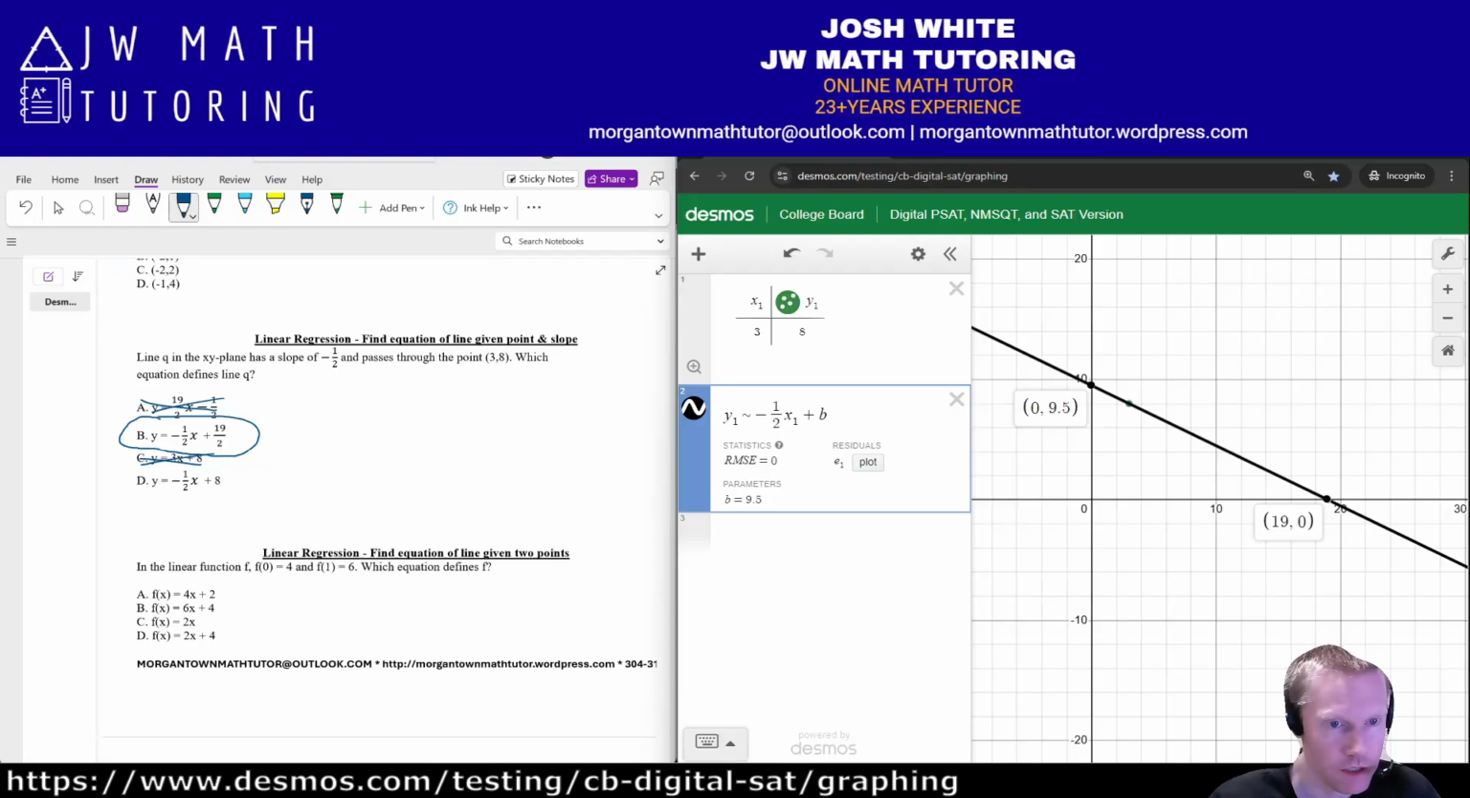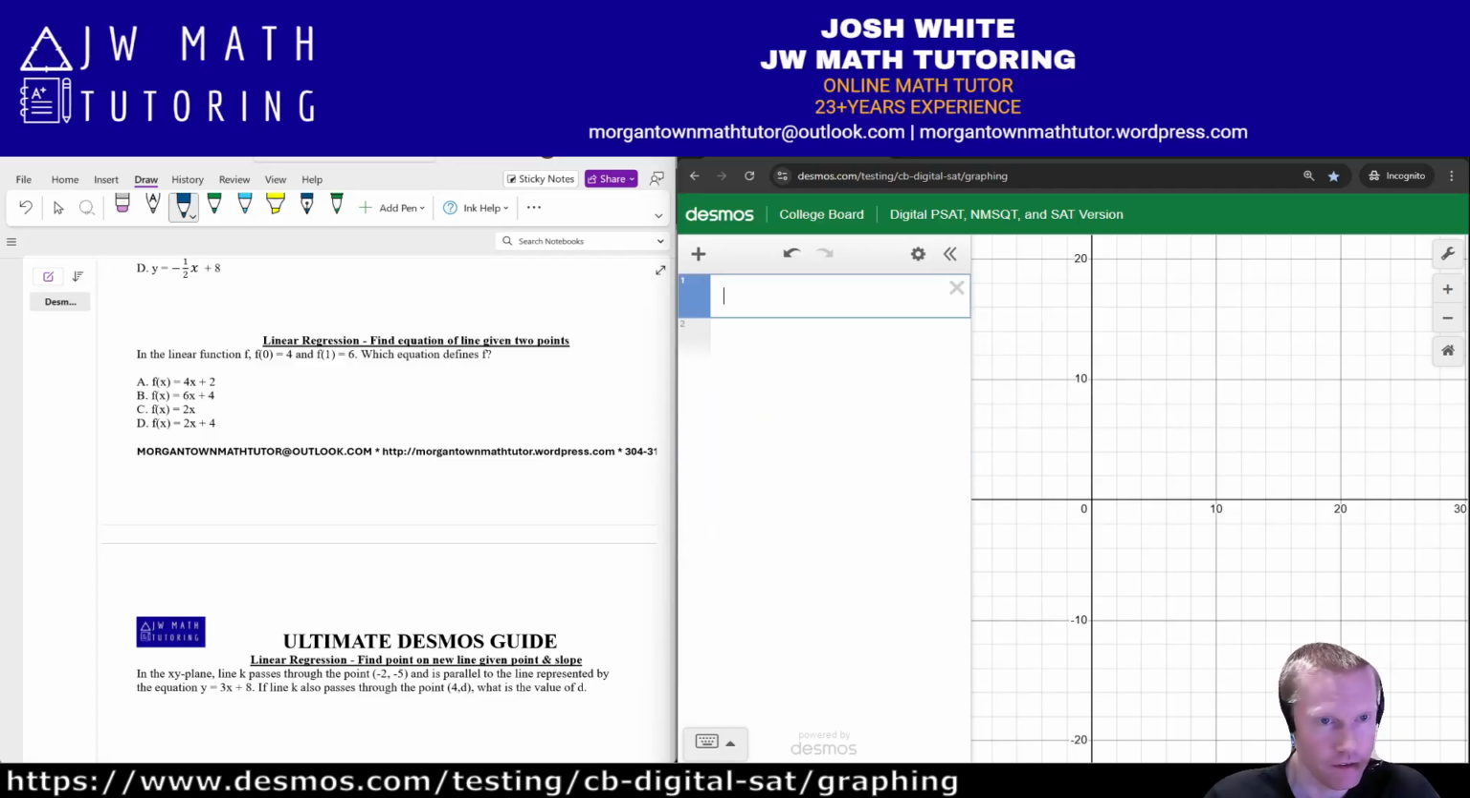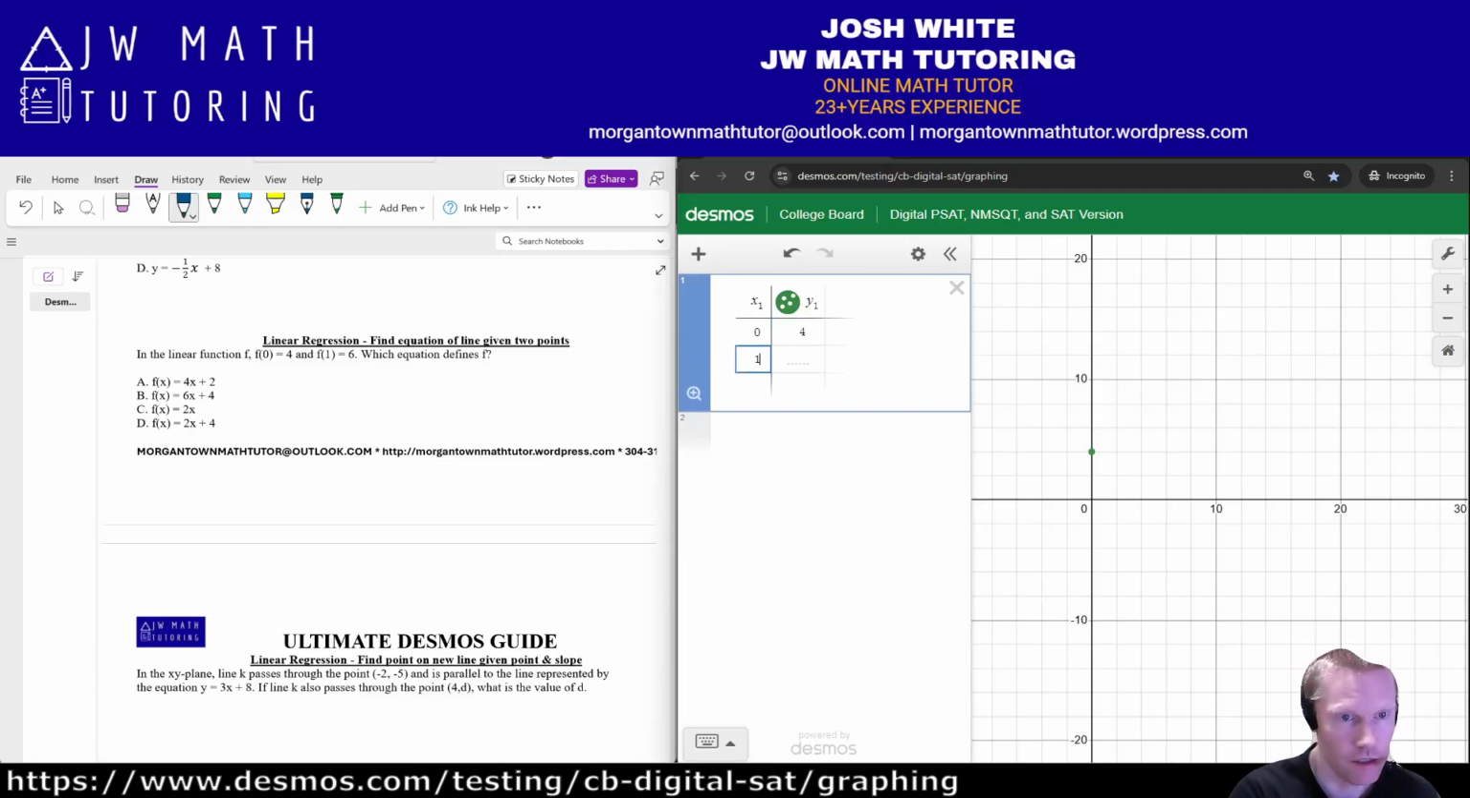All right, so now let's look at the next example problem. Here, when you read this, this might not look like linear regression, because you're given some equations in function notation. But really what this problem is saying is this linear function, i.e. line, goes through 2 points, basically 0, 4, and 1, 6. So I'm just going to type those in.